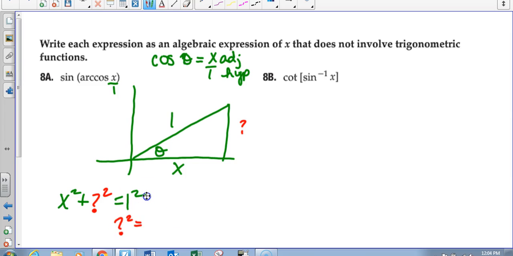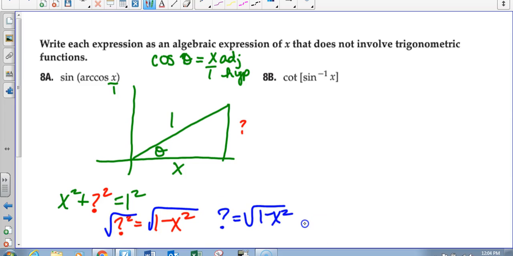1 squared is what, guys? Just 1. Then we have to subtract x squared over there. Very good. And the last step to get the question mark all by itself would be just square root. So that expression we can write on that side is the square root of 1 minus x squared. Now, does that simplify? Can we just write 1 minus x?